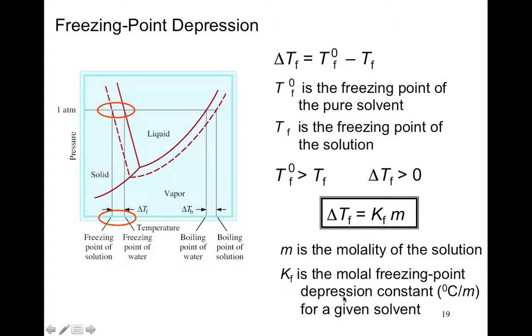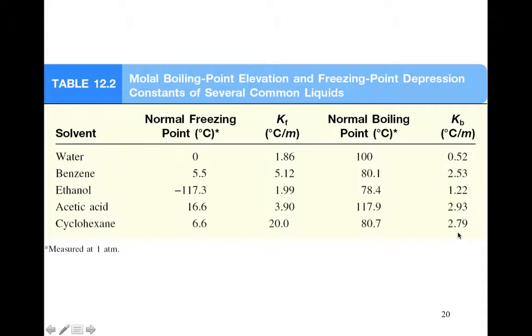It's in the same table as Kb. You just got to make sure you're using the right one. If it's freezing point depression, you want to find Kf. Boiling point elevation, you want to find Kb. Their units are degrees Celsius per m for molality, so it's not too bad.